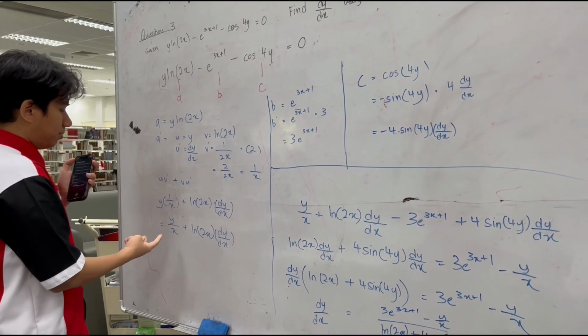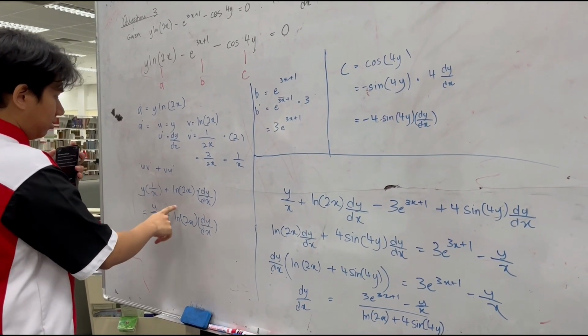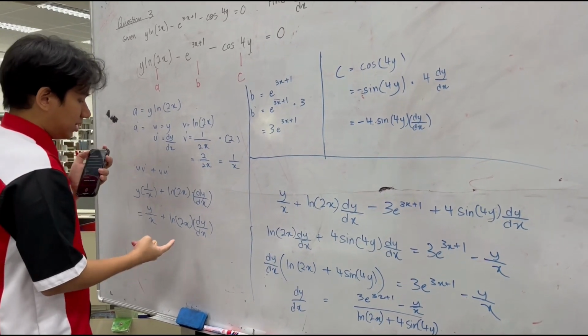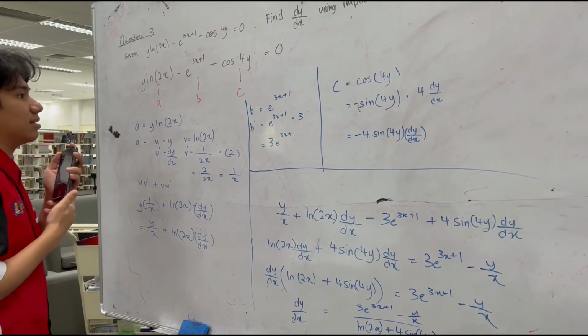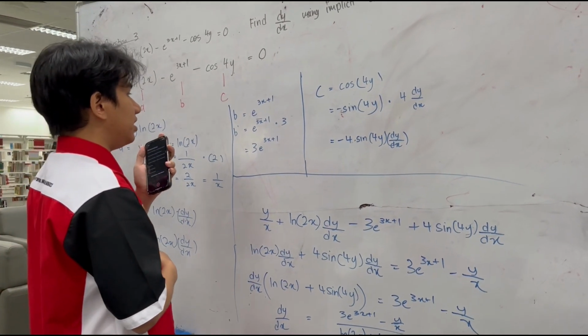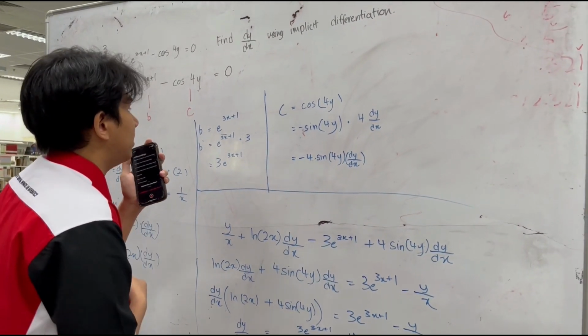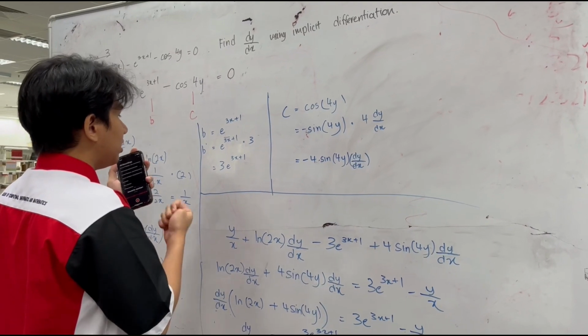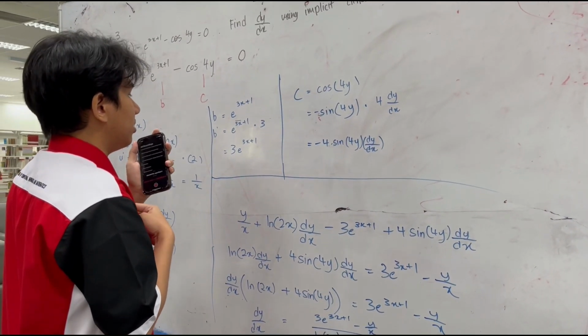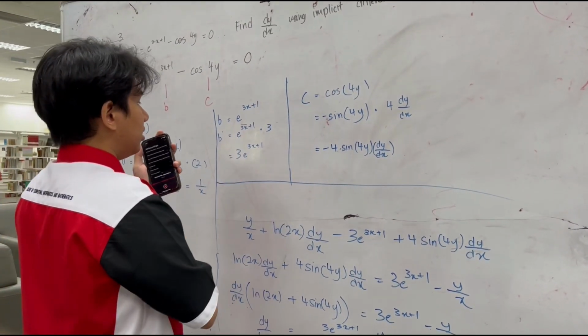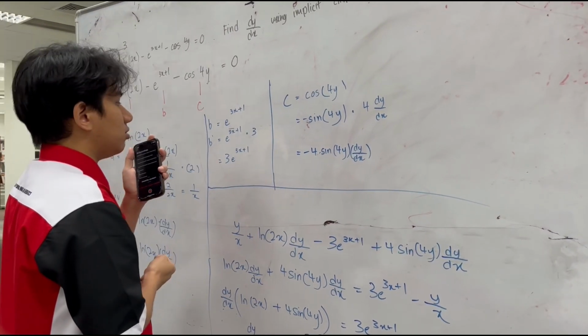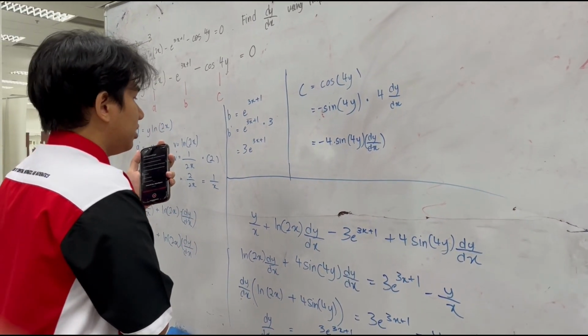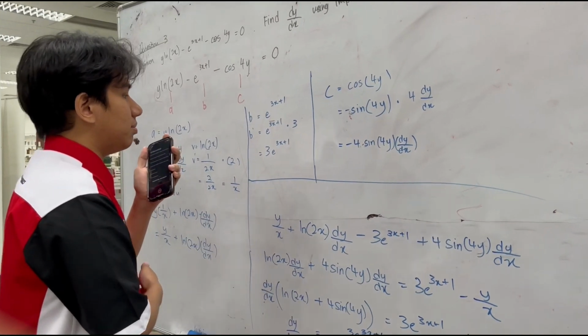y multiplied by 1 over x becomes y over x, and then ln 2x multiplied with dy/dx becomes ln 2x dy/dx. Then we move on to B. B is e to the power of 3x plus 1. For B prime, the exponential doesn't change, so we only need to differentiate the power. The power comes out to 3, so we multiply it with the exponential, and it becomes 3e to the power of 3x plus 1.